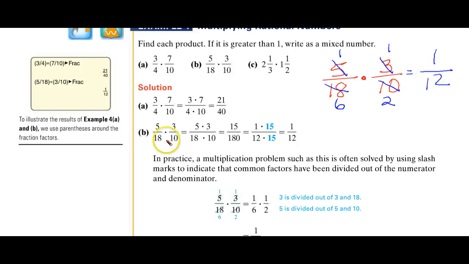Now had you done it the way they suggested, you would have ended up with a 15 over 180, and you would have to try to cancel out 15 out of there and 15 out of there. I think it's much easier to do it this way, so that when you end up with your answer, it is already simplified. And they're showing that down here as well.